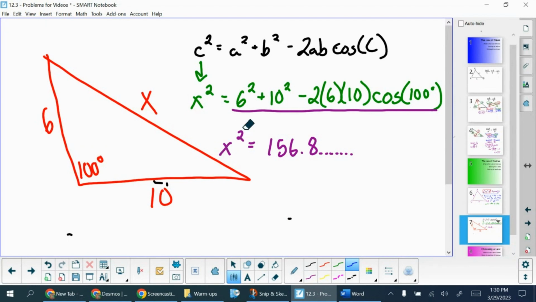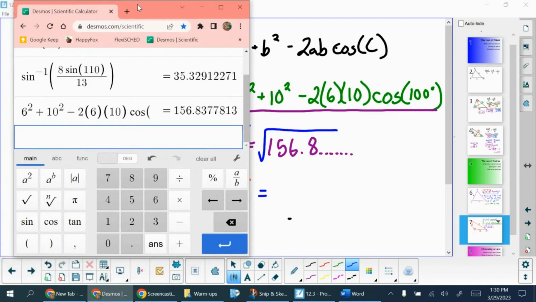We got to remember back to when we talked about solving x squared equations. If I have x squared equals a number, the inverse operation is the square root. So when I square root both sides, the square root of x squared is just x. And this is what I've got to type in my calculator. What I'm not going to do is type in my calculator the square root of 156.8. I don't want to do that. I want the square root of 156.8377813 plus all the numbers that are continuing to go on and I don't see.